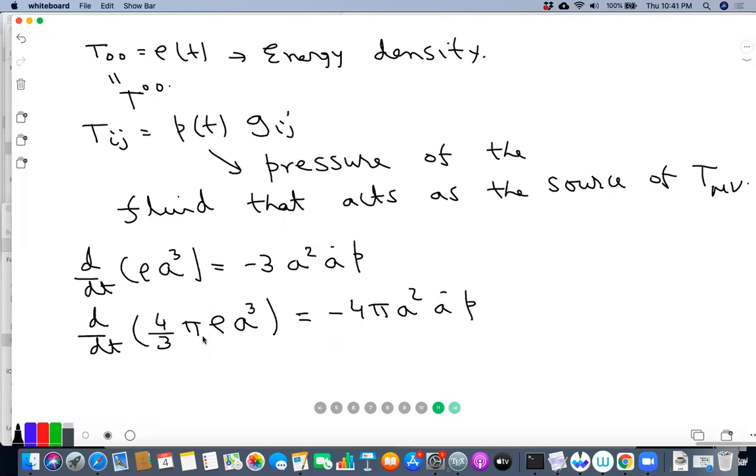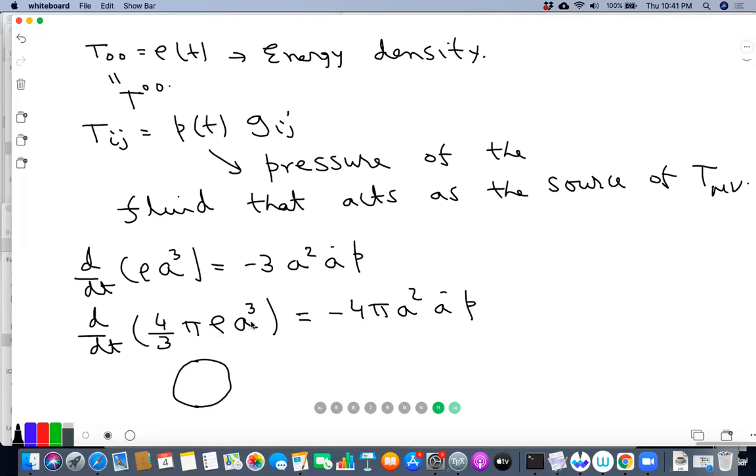So this you may recognize, because rho is the energy density, and 4/3 pi a cubed is the volume of a sphere of radius a. So you can imagine this as the physical volume of a fixed co-moving volume. Its actual volume will be given by 4/3 pi a cubed, where a is time dependent. If you multiply by rho, this is the total amount of energy inside a fixed co-moving volume.